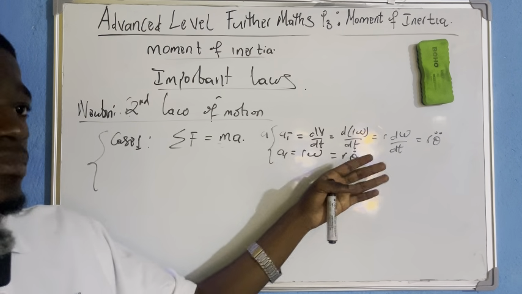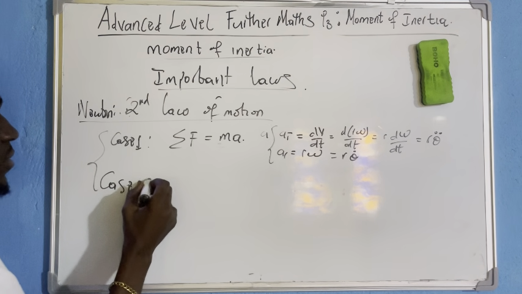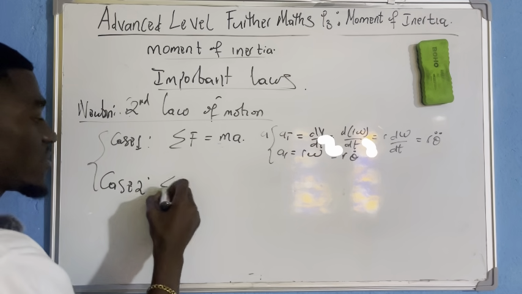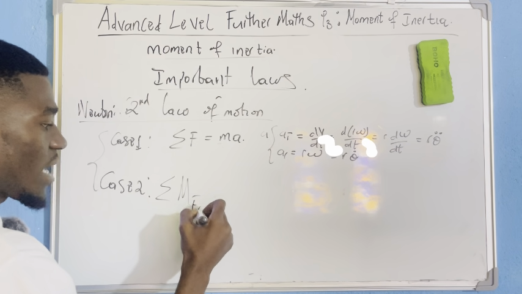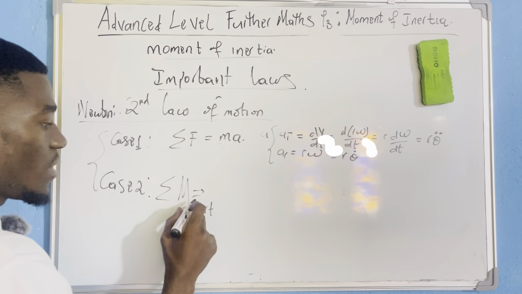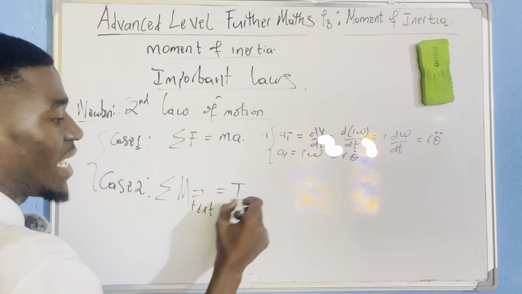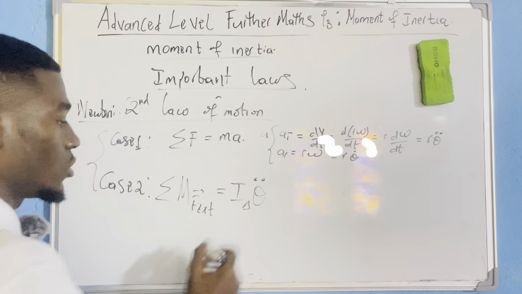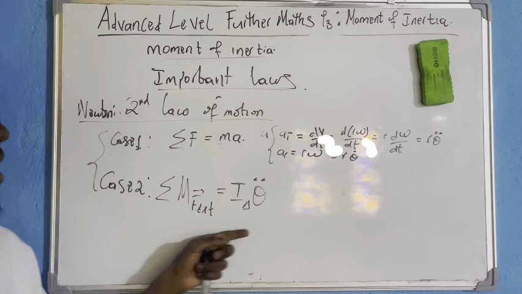Now, the second case of Newton's second law is that the sum of the moments of external forces acting on the system is equal to the moment of inertia about the axis of rotation times theta double dot. You should also master this one.